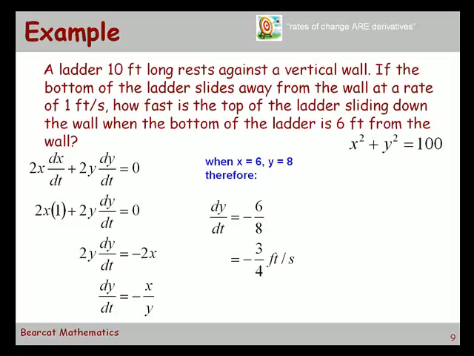What's going to happen as the top of the ladder gets closer to the ground? Is the rate that's going toward the ground going to speed up or slow down? Yeah, unfortunately for anybody at the top of the ladder, it's going to speed up.